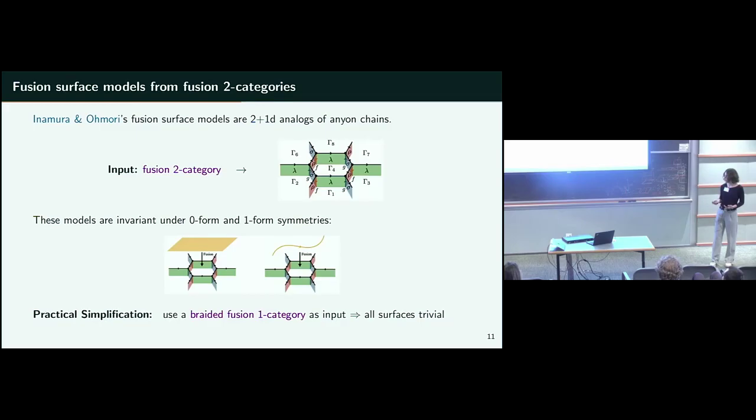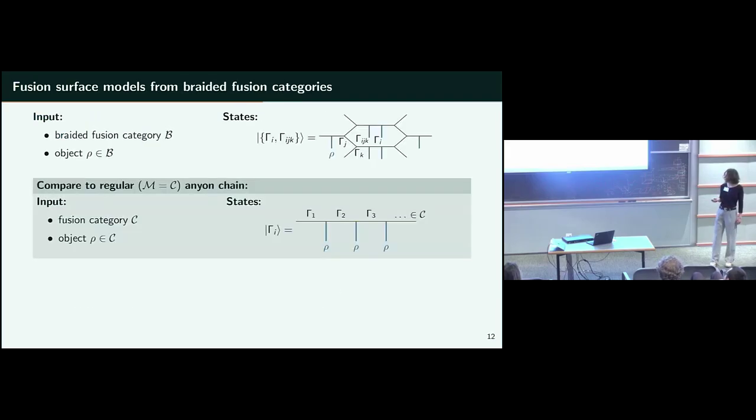So what I do in my work is I make a big simplification. I only use a braided fusion 1 category as an input, which means that the surfaces are trivial. But I know the data of braided fusion 1 categories, and so I can actually write down Hamiltonians. So this works like here. You should compare this to the regular anyon chain construction where the module category is just a fusion category. So I have two pieces of input here, the braided fusion category, and again the specified object row. And you will see in a moment why we need the braiding.